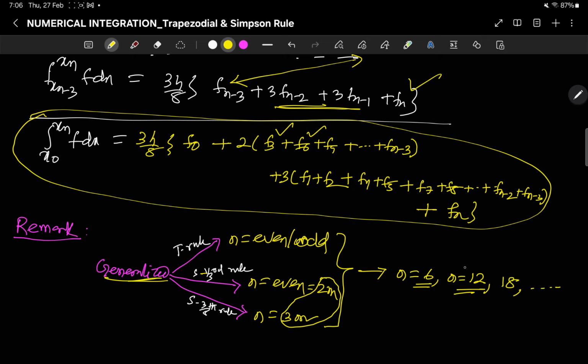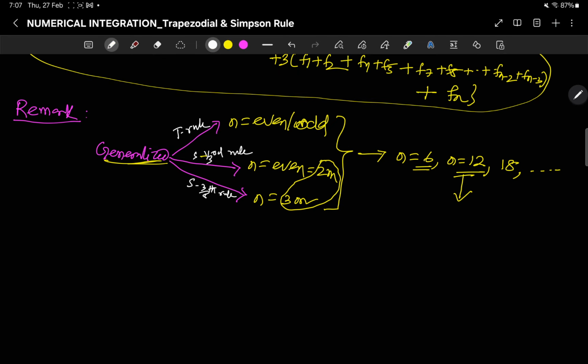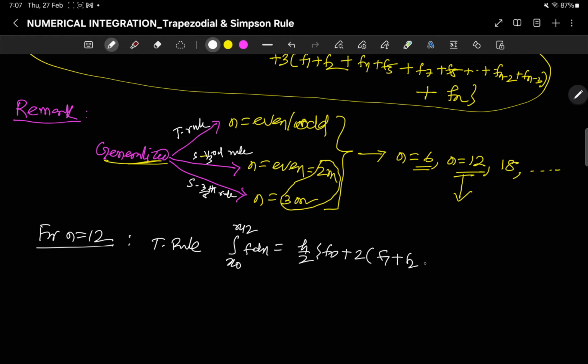Now for n equal to 12, let me write these 3 formulas. Now for n equal to 12, what will be your trapezoidal rule? The trapezoidal rule will be the integral x0 to x12 f dx equals h by 2 times f0 plus 2 times f1 plus f2 plus up to f11, plus f12.